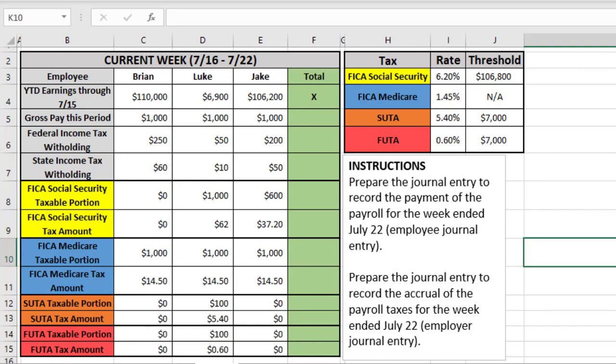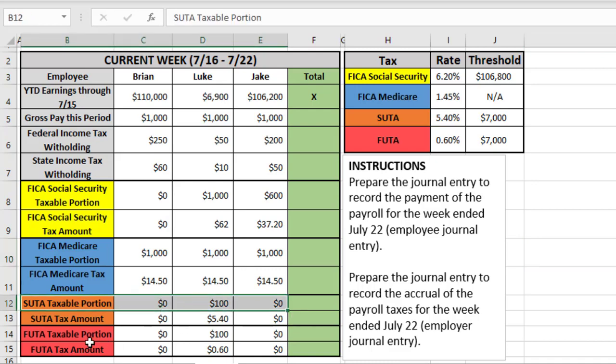Alright, we are back with the last four rows of the table. So let's just talk about the taxable portion in each case first. We can see that both Brian and Jake have $0 and Luke has $100 for each tax. And the reason is that the threshold for both state and federal unemployment taxes is $7,000. And Brian and Jake have made well over $7,000 prior to this date. So we don't have to tax them anymore for state or federal unemployment taxes.